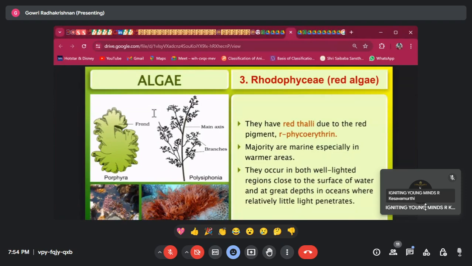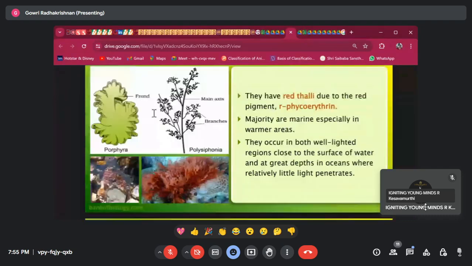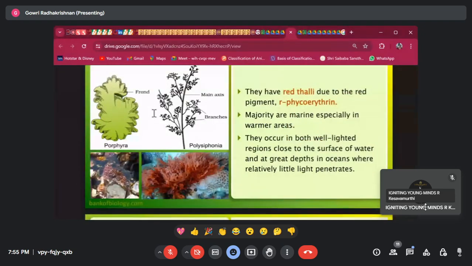Yes, ma'am. Very good. Now, Rhodophyceae, that is the red algae. They have red thalli. Thalli is plural, thallus is singular, due to the red pigment phycoerythrin, that is a pigment present in the red thalli. Majority are marine, especially in warmer areas.